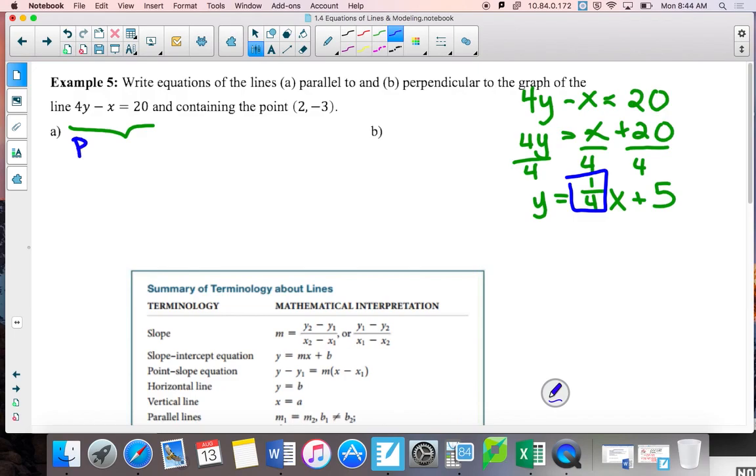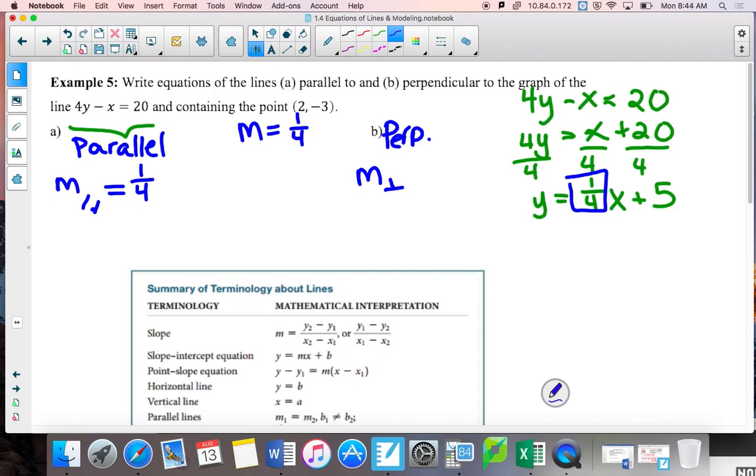In part A, I'm going to go ahead and write the line that's parallel. In part B, I'm going to write the line that's perpendicular. My original slope, we just said, was 1/4. So my parallel slope, and that is the notation for parallel in geometry, is going to also be 1/4. Where my perpendicular slope, using that geometry notation, is going to be negative 4, the opposite reciprocal.